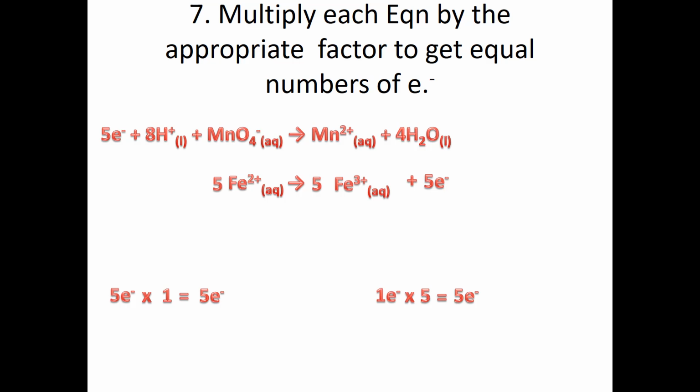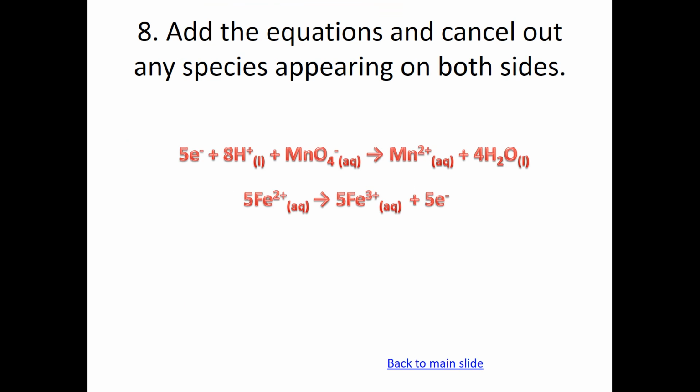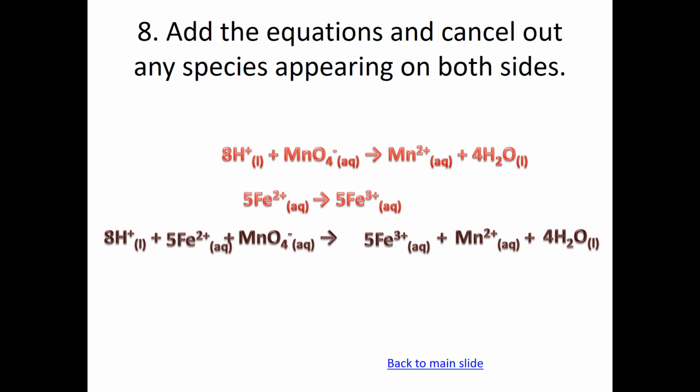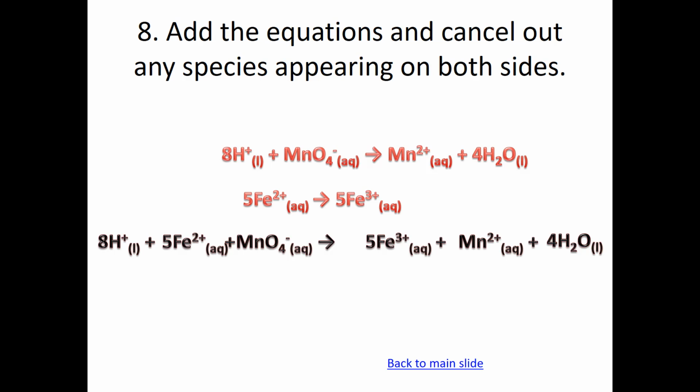And now that we've got 5 electrons on each side, all we need to do is add the equations to cancel out any species that appear on both sides. So we've got 5 electrons on the left in the top equation, 5 electrons on the right in the bottom equation. These will cancel out. And then all we need to do is rewrite everything on the same side. So add in the 2 equations and we end up with the exact same equation as we did balancing by oxidation numbers, but this time with half reactions.